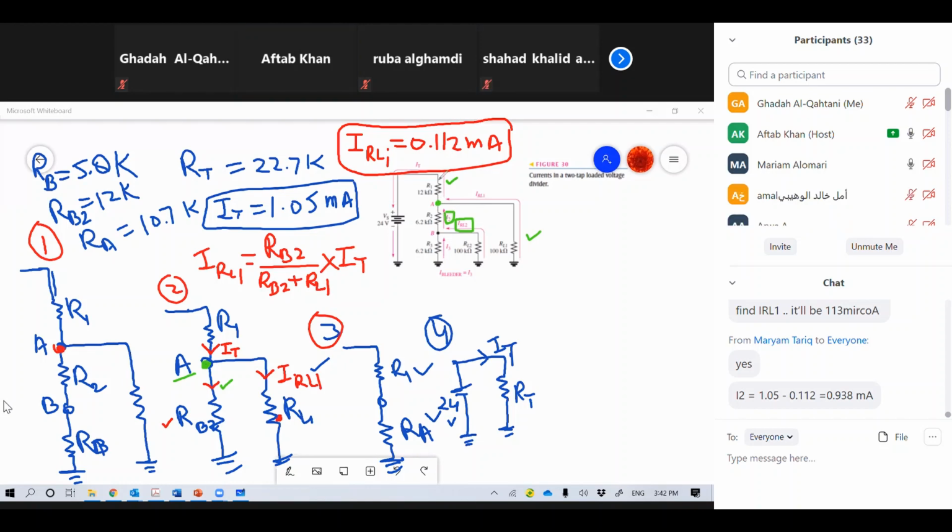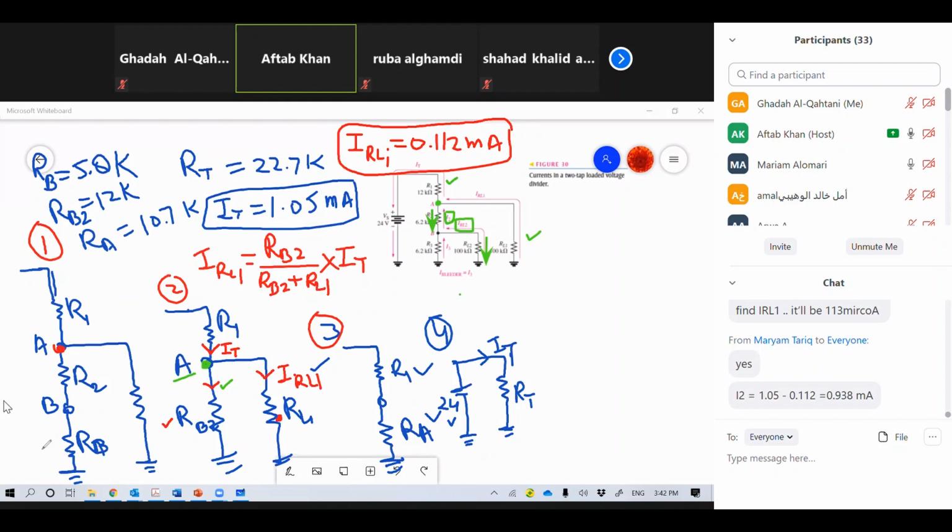I2 will be 0.94. Yeah, Mariam already calculated it in the chat. You can see 0.938, or I can say 0.94. Am I right? Yes. Okay. So 0.94 is flowing here, and it is dividing into two parts again. If you look this way, my arrow direction, because I always assume this way, you know that one. And now I'm interested to know this one. So can we write a formula here to know the IRL2 specific for this situation?